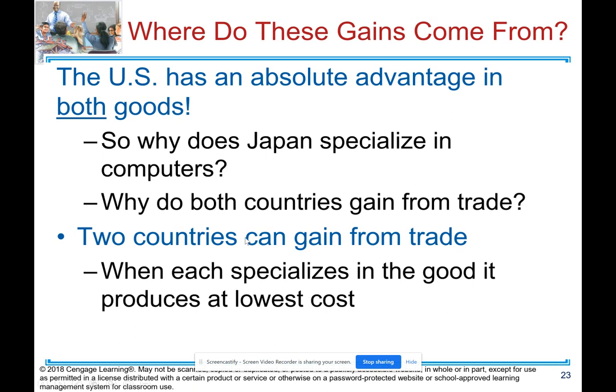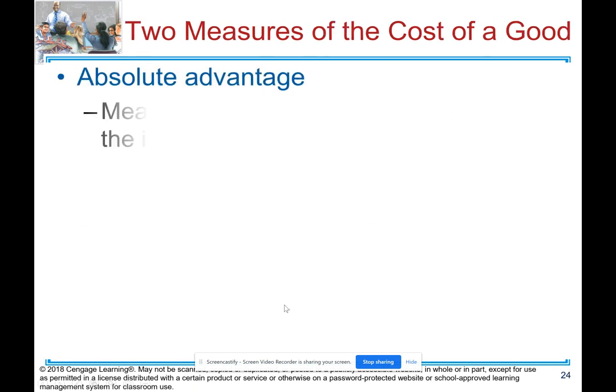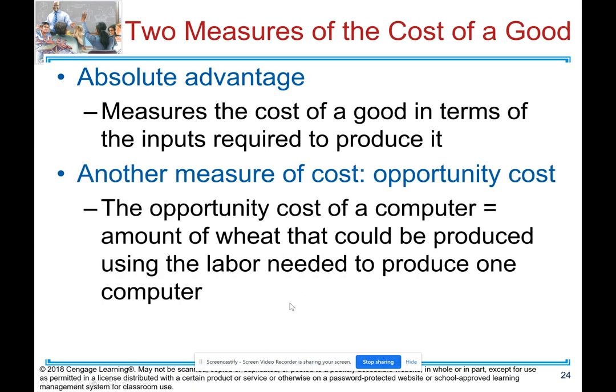Now, let us see. Two countries can gain from trade when each specializes in the good it produces at the lowest cost. What do we call that? We call that comparative advantage.